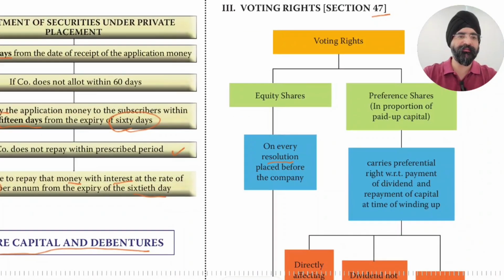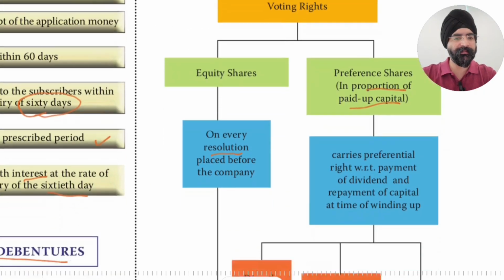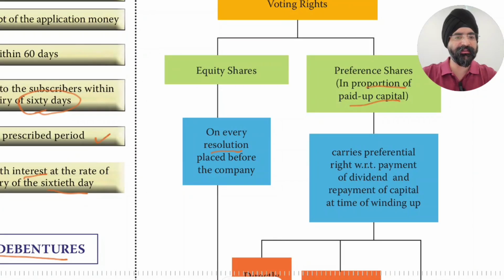Next we see preference shares. Preference shares carry voting rights ideally in proportion to paid up capital. They carry a preferential right with respect to payment of dividend and repayment of capital at the time of winding up. We know this.